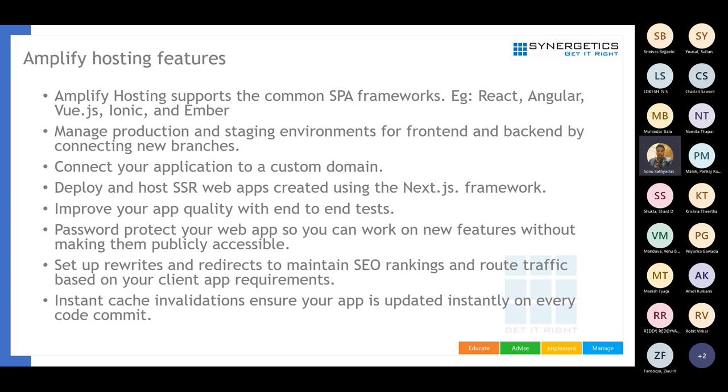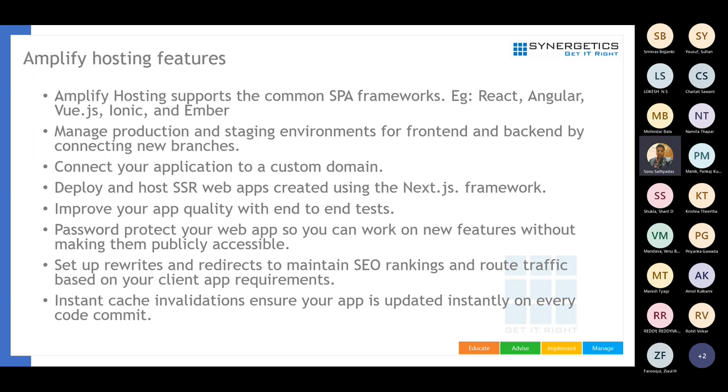Manage the production and staging environments for front-end and back-end by connecting new branches. So inside the hosting environment, you can create multiple environments like a staging environment, production environment, or a testing environment, so that without affecting the application running in one environment or one slot, you can easily create and deploy new versions of applications in another. Suppose you have a new version of an application developed. Before moving this into production, you want to test that in a different environment without disturbing the production. In such cases, you can create a different environment.